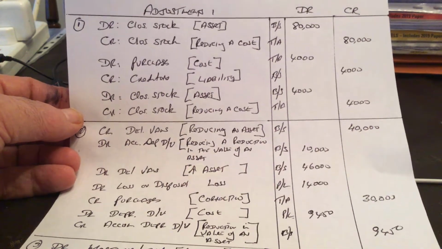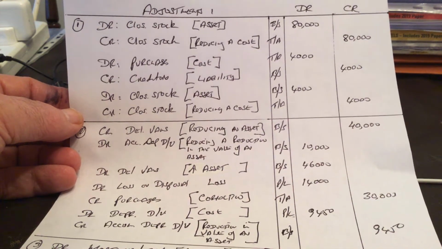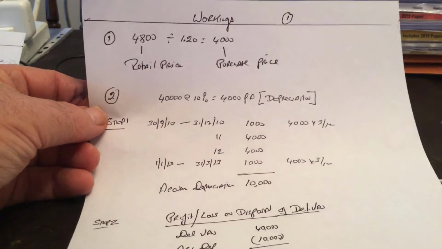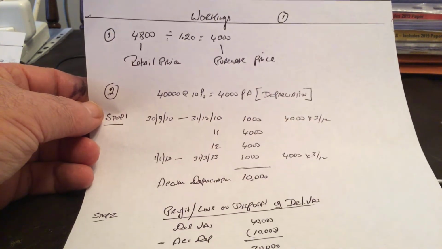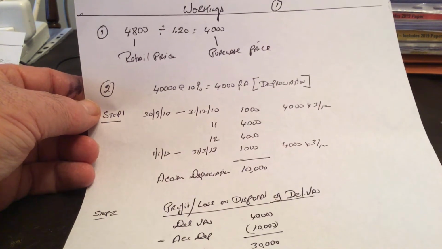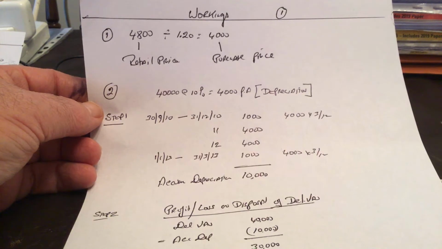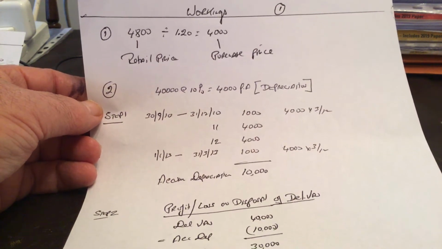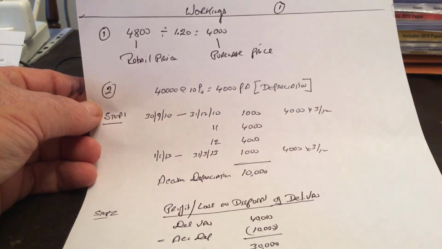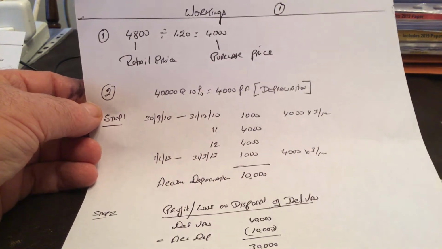Now, we've been told that we have bought purchases which have a retail price of 4,800. But we didn't buy it for 4,800. We bought it for 4,800 divided by 1.2. So the purchase price was 4,000. It cost us 4,000, but we will sell it on for 4,800.